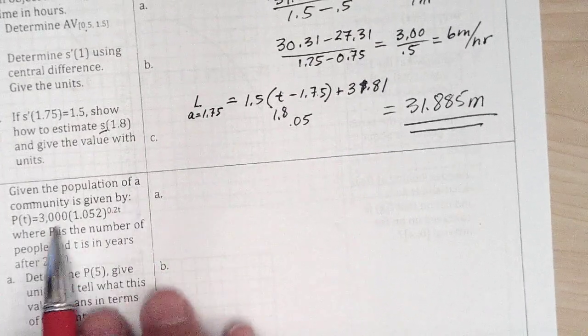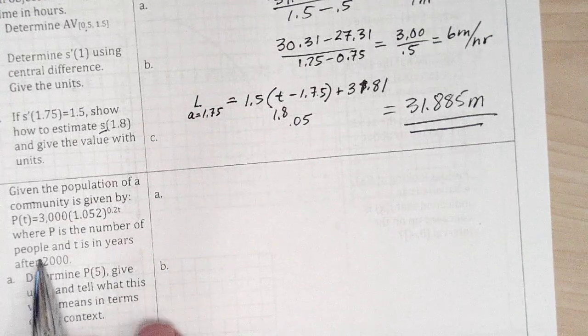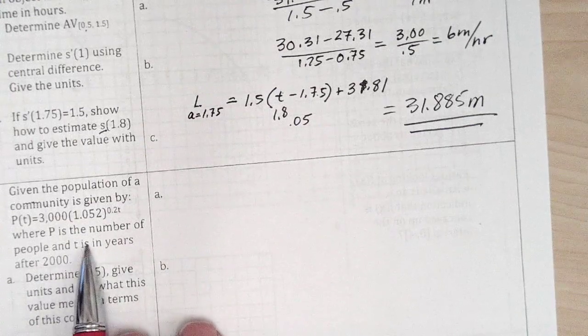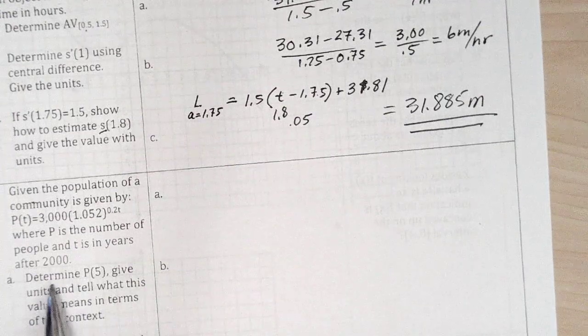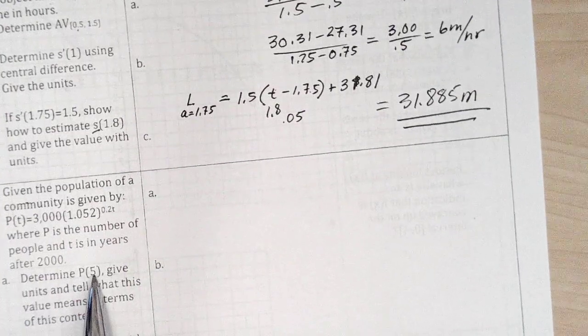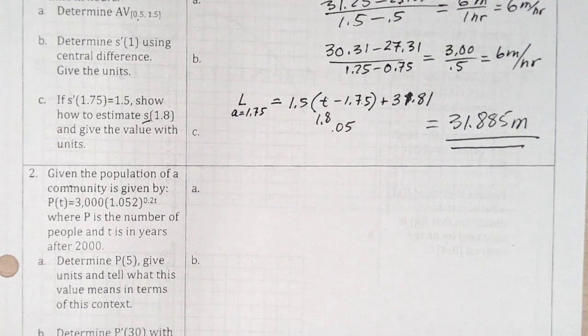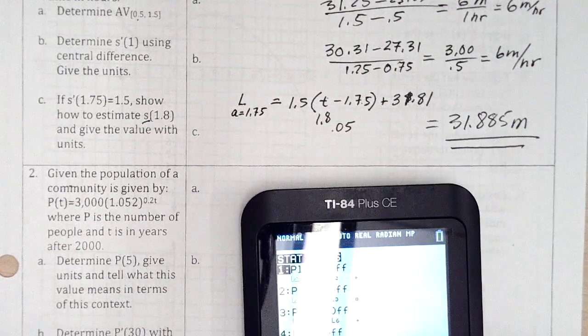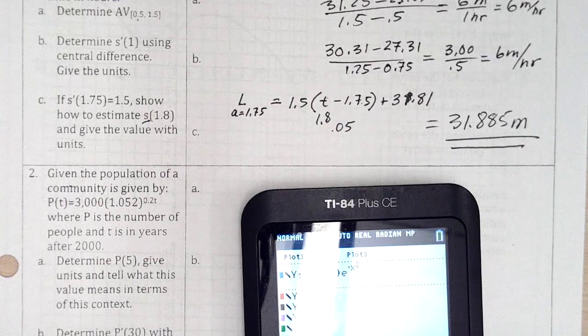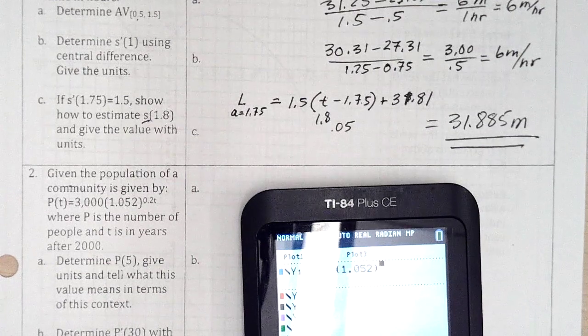The population of a community is given by this formula, where P is the total number of people and t is the years after 2000. Determine P of 5. So all we have to do is plug 5 into that equation. So let's go to y equals, clear, and type in 3000, parenthesis, 1.052, close parenthesis, to the 0.2x.